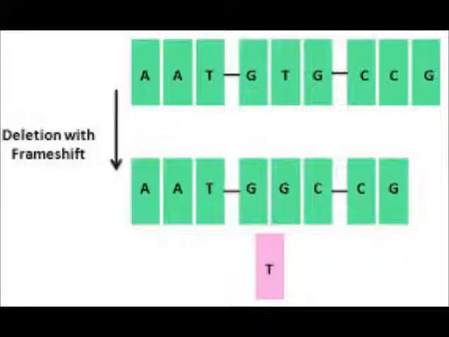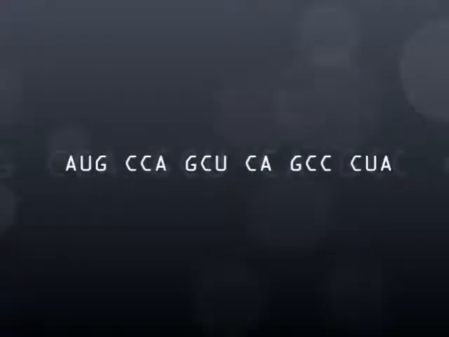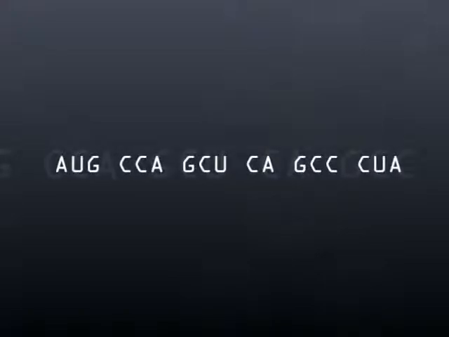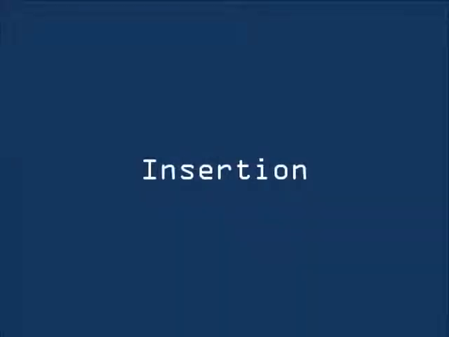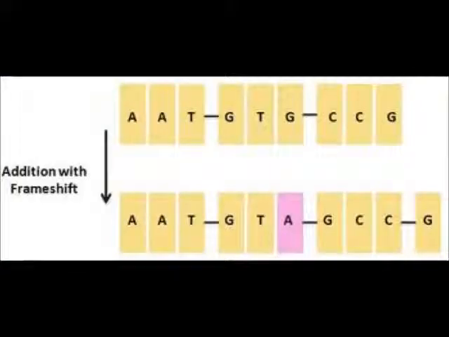Deletion. The deletion of a letter can affect a large number of genes. For example, your codon may read AUG, CCA, GCU, CA, GCC, CUA. One of your codons has forgotten 1 letter. Insertion. Mutations could have an addition of extra DNA, also dramatically changing the sequence.